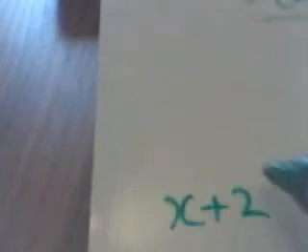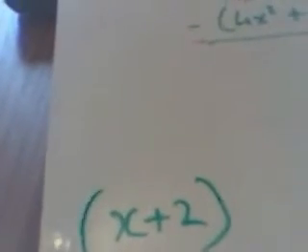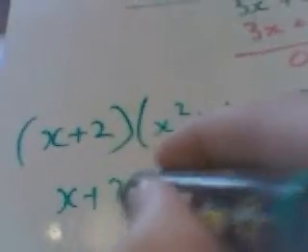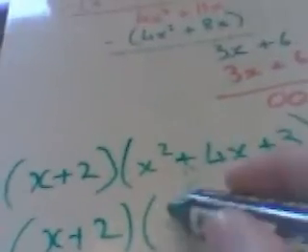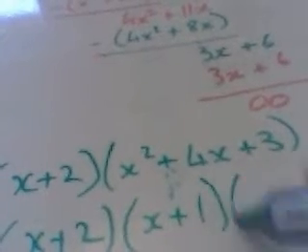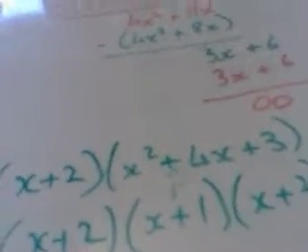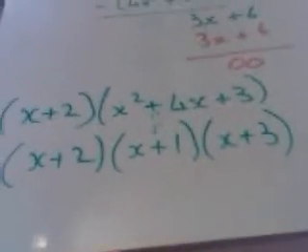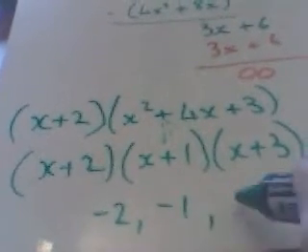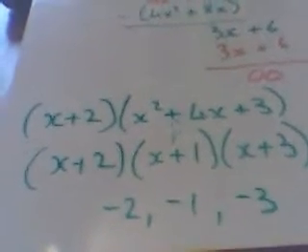And then once we've got this far, we've got an answer of x plus 2 times x squared plus 4x plus 3, and if you're lucky at this point you might be able to factorise further. This second bracket factorises to x plus 1, x plus 3, and if that were to equal 0, we'd know that -2, -1 and -3 are solutions.